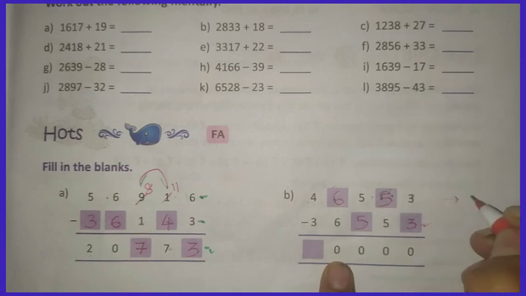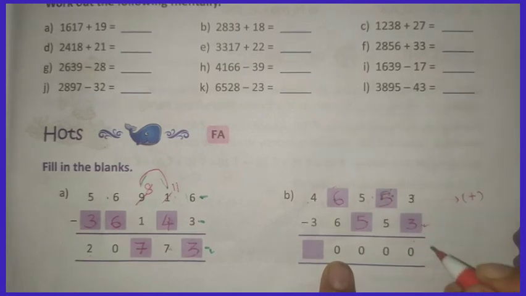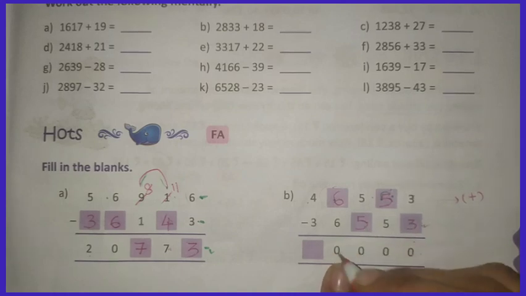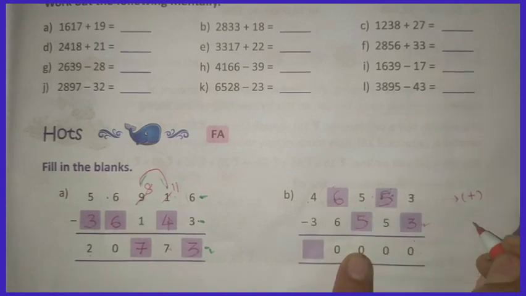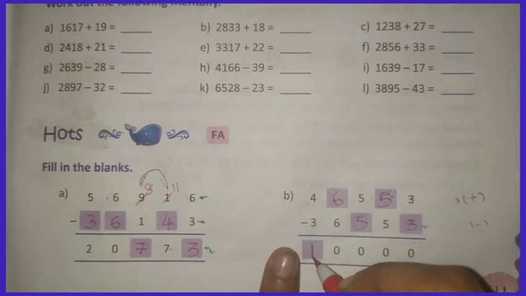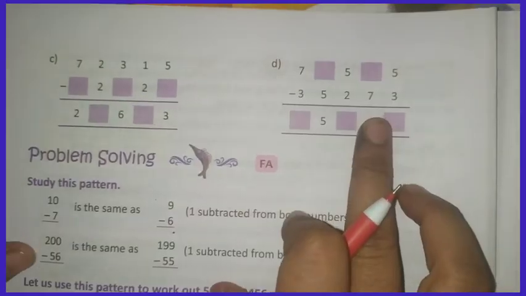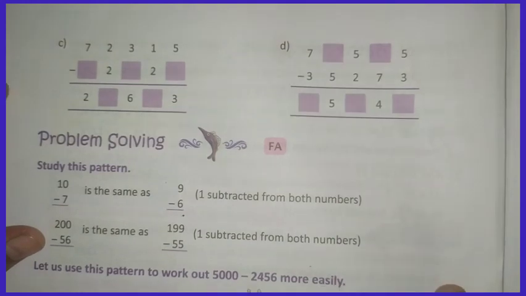If this line is not given, we have to do addition of these two. If in these two boxes any number is not given, then the remaining we have to subtract. Okay, now look, 4 minus 3 is 1. Like this you have to do. Look here, try this, do the problem and send me the pic.